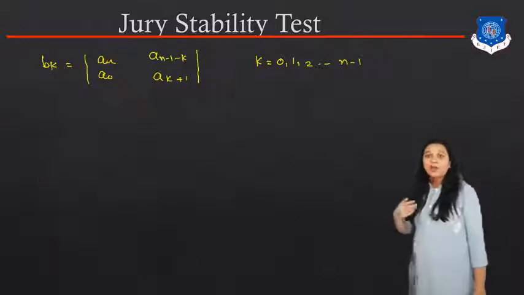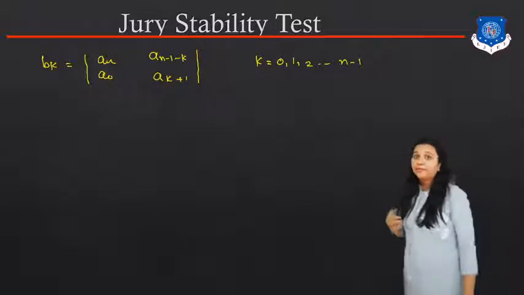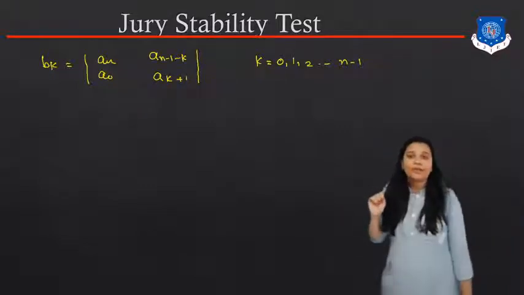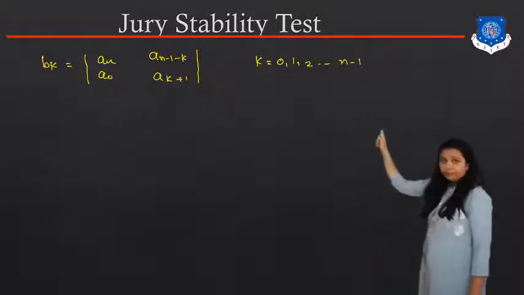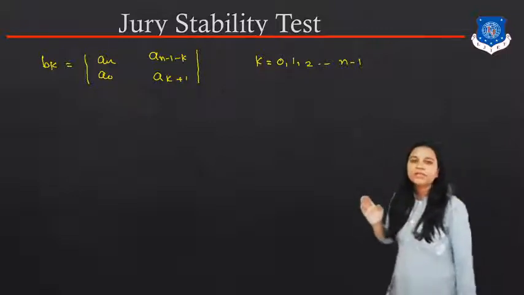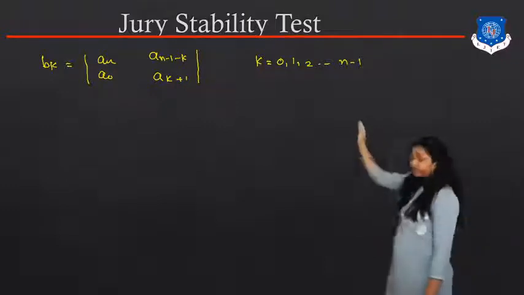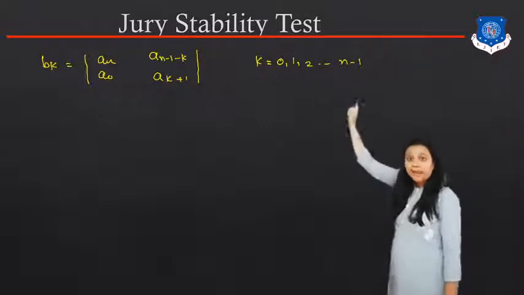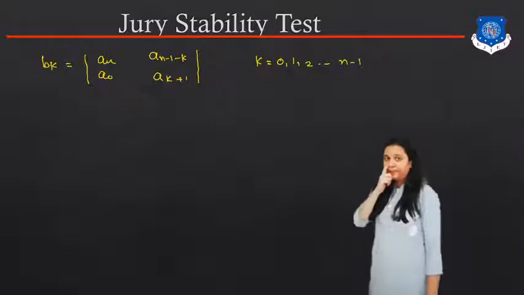Now next, how we can find the values of b0, b1 and b2. So this is the standard equation to find out the values of b0, b1, b2. So we can put here bk. What is the value of k? K will vary from 0, 1, 2 up to n minus 1. In this matrix, we can write n minus 1 minus k, a0 and a n plus 1 minus k.